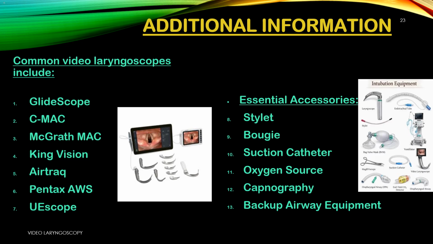11. Oxygen source. For pre-oxygenation and apneic oxygenation. Buys you time during intubation attempts. 12. Capnography. Measures CO2 waveform. Confirms the tube is in the trachea, not the esophagus. 13. Backup airway equipment. Includes supraglottic airways and surgical airway kit. Plan B if video laryngoscopy fails.